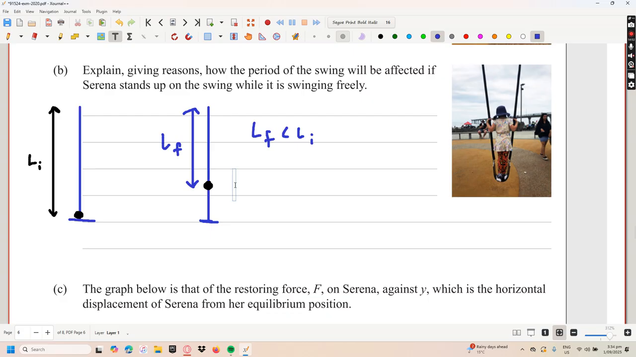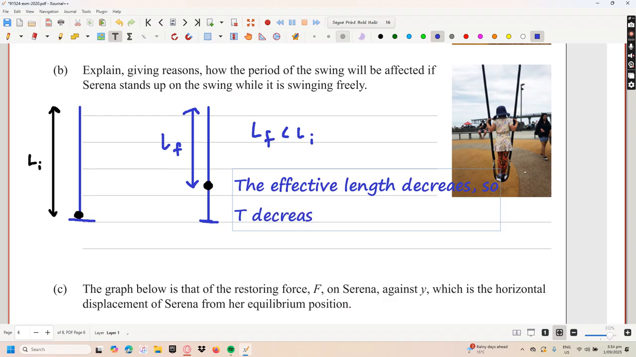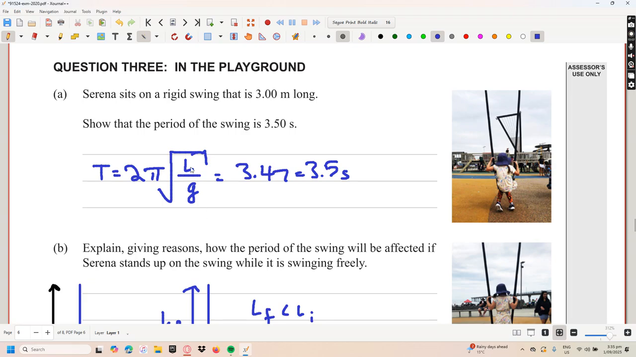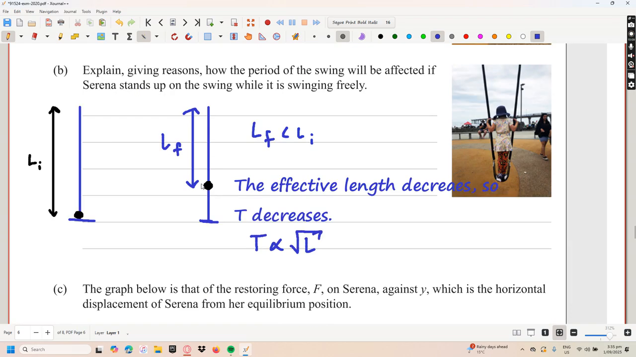So your argument here should be the effective length decreases, so T decreases, because the time period is proportional to the square root of length, if you look at the equation. If L goes down, then T will go down.